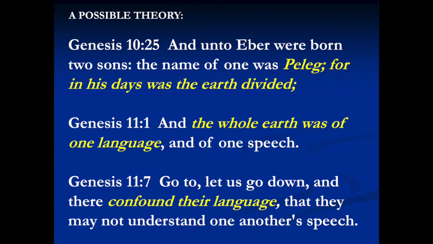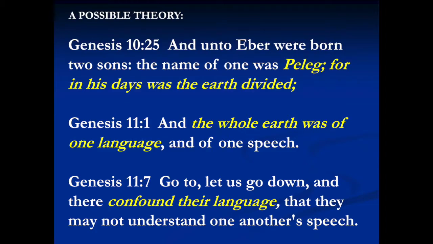Unto Eber were born 2 sons. The name of the first was Peleg, for in his days was the earth divided. I don't mind going to Ken Ham and asking what that's about. He'll probably tell you the continents split then, but he might also say that the languages of the earth were scrambled at that point. The whole earth was of one language. Now that turns out to be a historically true statement.